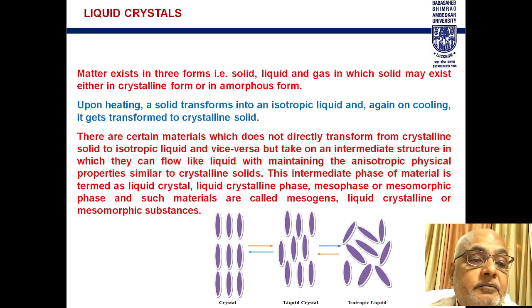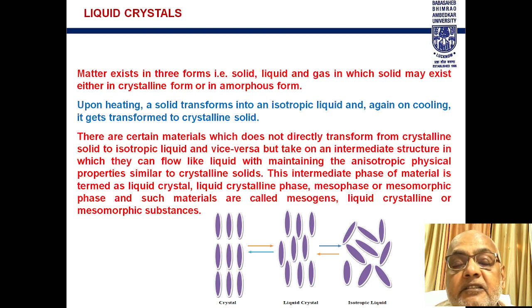As we all know, matter exists in three forms: solid, liquid, and gas, in which a solid may exist either in crystalline form or in amorphous form. Upon heating, a solid transforms into an isotropic liquid. Again, on cooling, it gets transformed into a liquid crystalline phase.